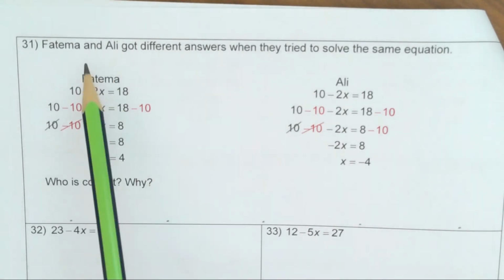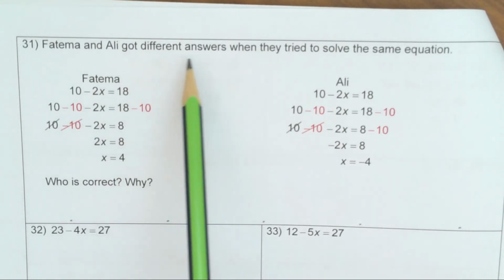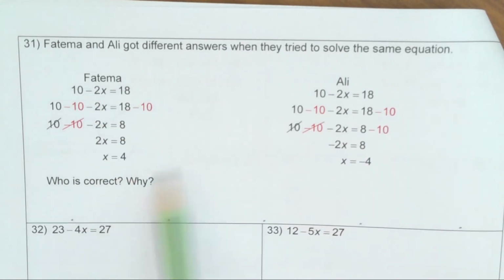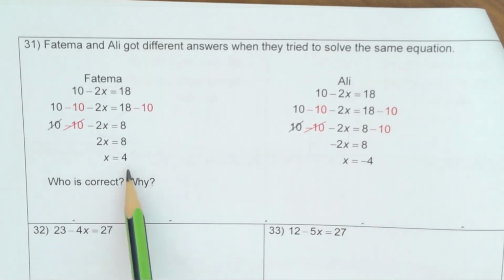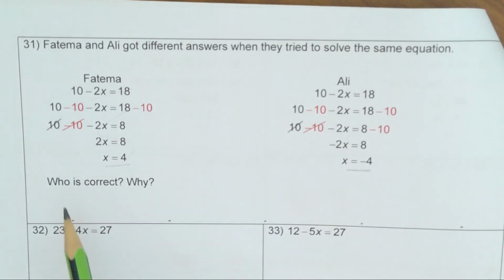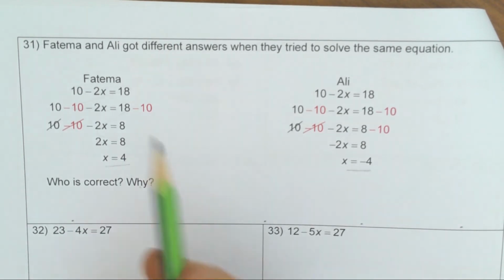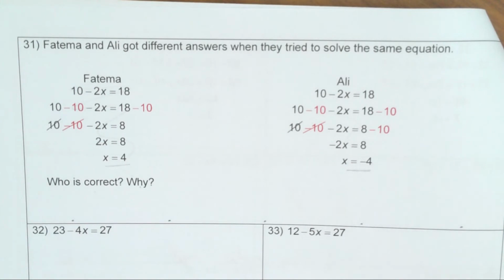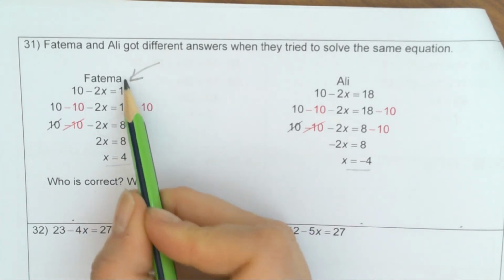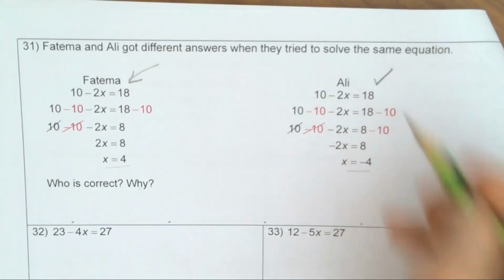So Fatma and Ali got different answers when they tried to solve the same equation. So this is what Fatma did, and this is what Ali did, but they both got different answers. He got -4 and she got 4. Who is correct and why? So you have to see who's correct. And I'll tell you, Fatma made a mistake. So Ali did it correctly.